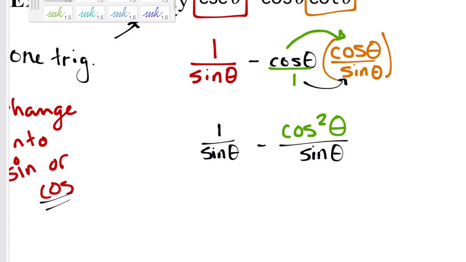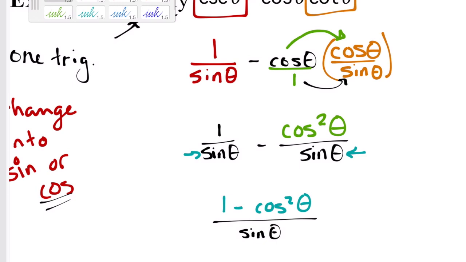Now looking at this, I can see that I have sine of theta as the denominator for both. Because they have the same denominator, I can squish them into one fraction. So 1 minus cosine squared theta all over sine theta.